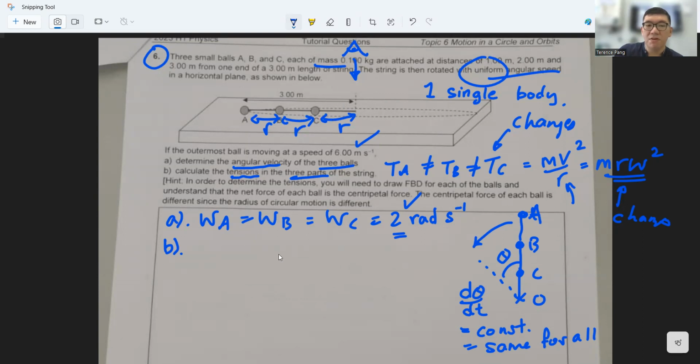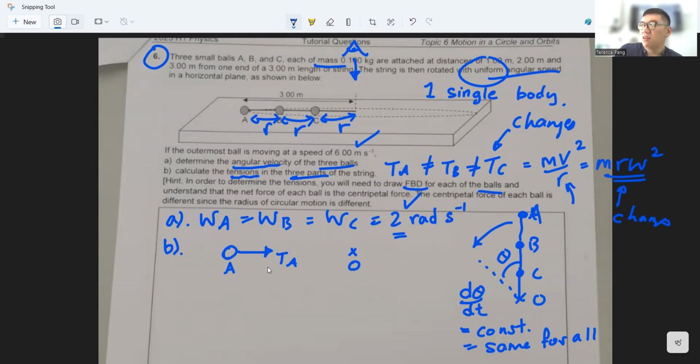Okay, so we are going to consider free body diagrams for each of the balls. Since we know A, we should start with A. Can you tell me how it will look if you were to draw the free body diagram of A? If you look at the side view, this should be what you should be drawing. O is the center of the circle. Now we are looking at the side view. A only has one force, tension.